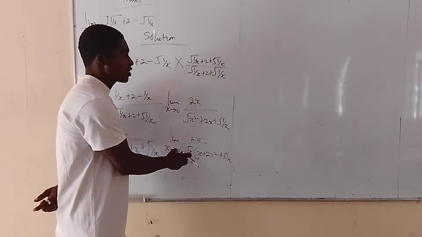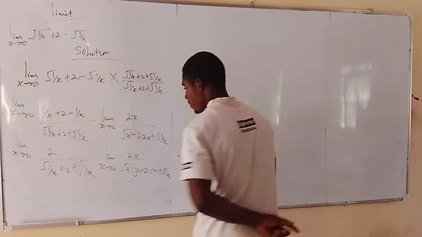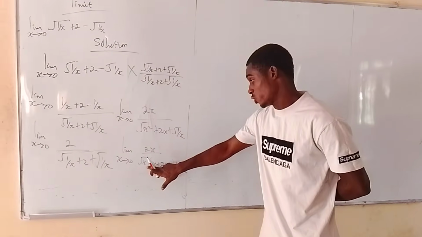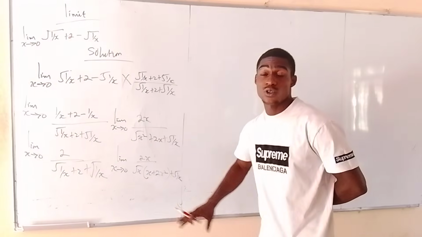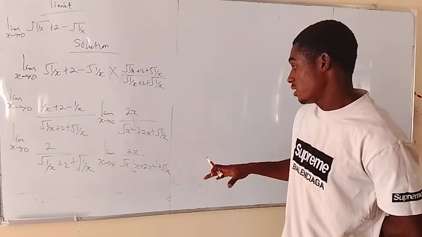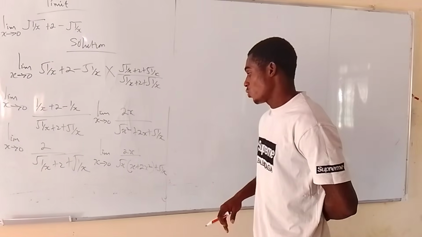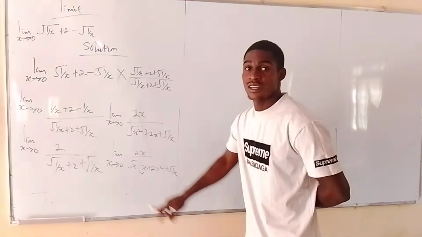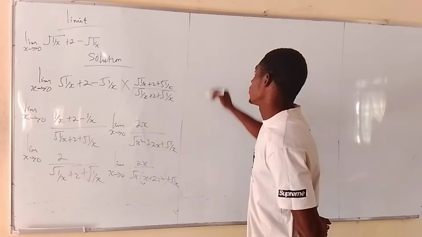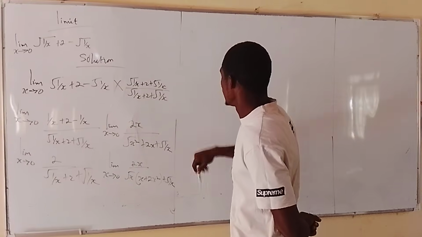So at this juncture, what are we going to do? Remember, if you put your values as x approaches 0 in this place, the denominator is going to give you what? 0. And if the denominator is 0, the limit is what? Indeterminate. So we want to get rid of root x. So we do what? We divide the equation by what? Root x.